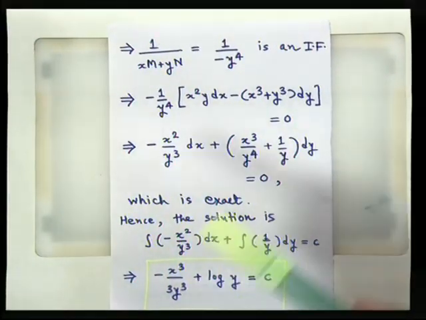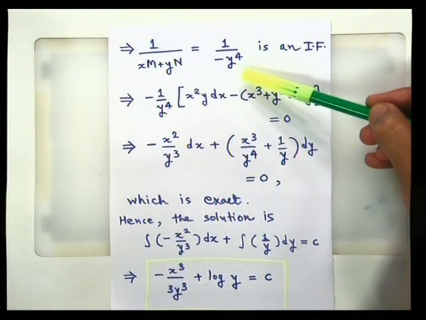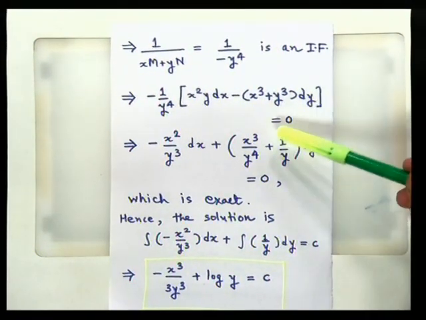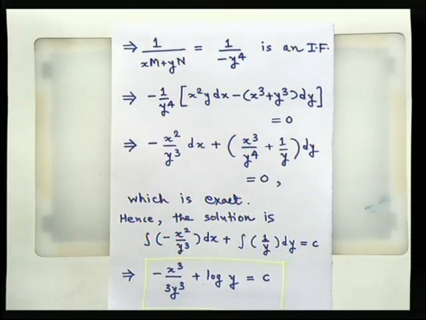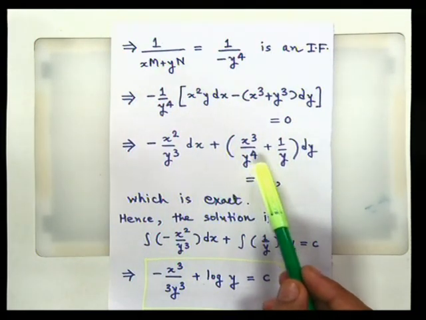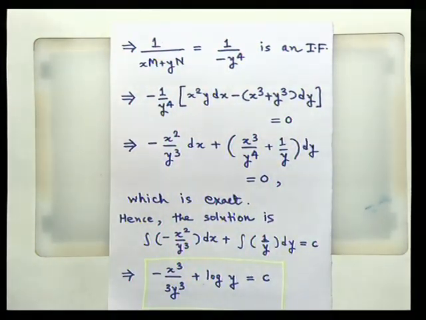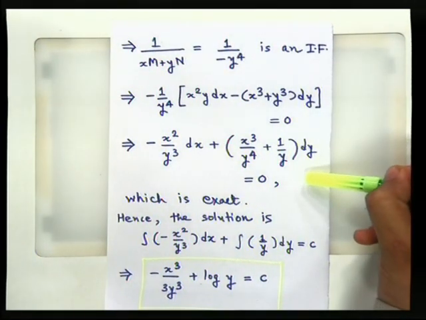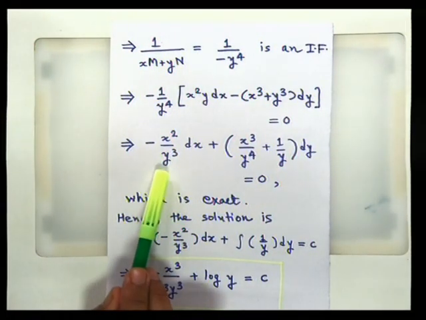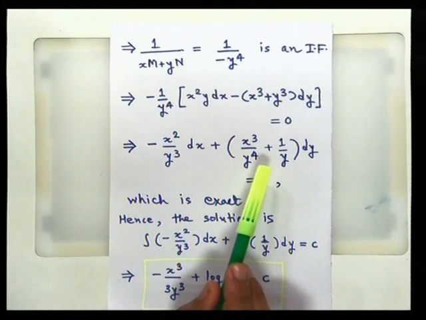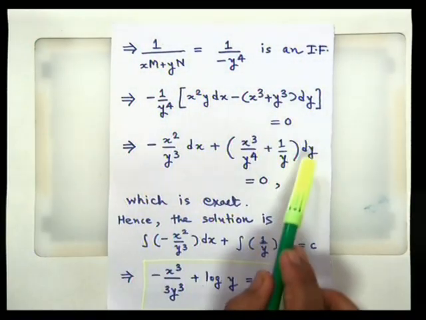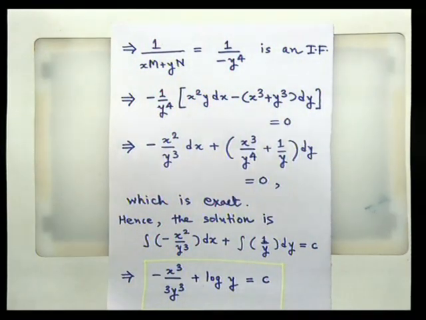So the integrating factor is 1 upon xm plus yn, that is minus 1 upon y raised to 4. We multiply the given differential equation, which is equal to 0, by the integrating factor minus 1 upon y raised to 4, and so it becomes minus x square by y cube dx plus (x cube by y raised to 4 plus 1 by y) dy equal to 0. Here also you should check the exactness. So verify that this equation is exact. Here m is minus x square by y cube, n is x cube by y raised to 4 plus 1 by y.